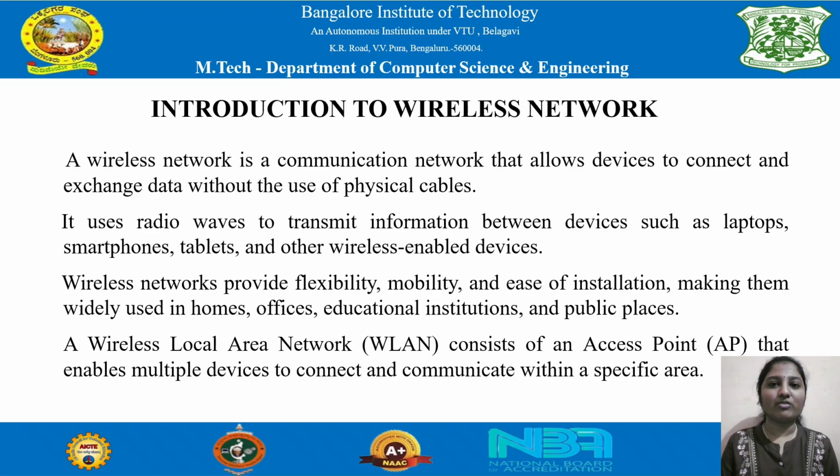One common type of wireless network is the wireless local area network. It consists of an access point, also called AP, which allows multiple devices to connect and communicate within a limited area. Examples of WLAN include Wi-Fi networks used in homes, colleges, and offices.